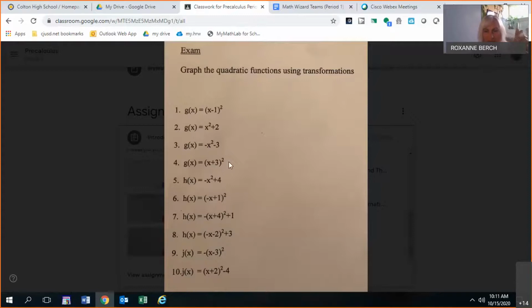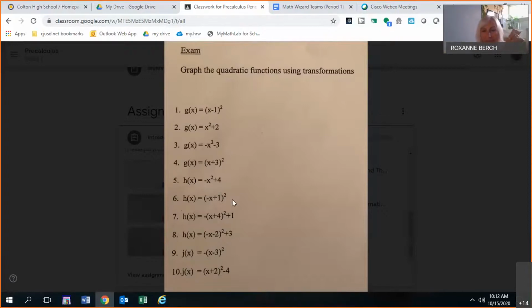Somebody on number 4. It's inside. What is it? Left 3. Yep, it's H, left 3. How about number 5? Nothing's inside. So what is it? It's just like number 3. We just did it. Reflect X and up 4. Okay, number 6.